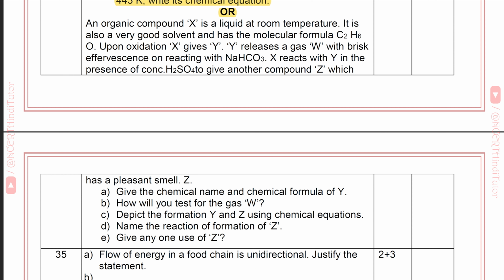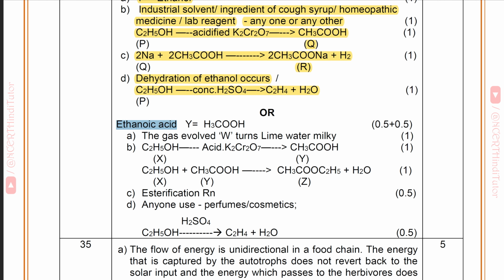Or an organic compound X is a liquid at room temperature. It is also a very good solvent and has the molecular formula C2H6O. Upon oxidation, X gives Y. Y releases a gas W with brisk effervescence on reacting with NaHCO3. X reacts with Y in the presence of concentrated H2SO4 to give another compound Z, which has a pleasant smell. A. Give the chemical name and chemical formula of Y. Answer. Ethanoic acid, and Y is equal to CH3COOH.